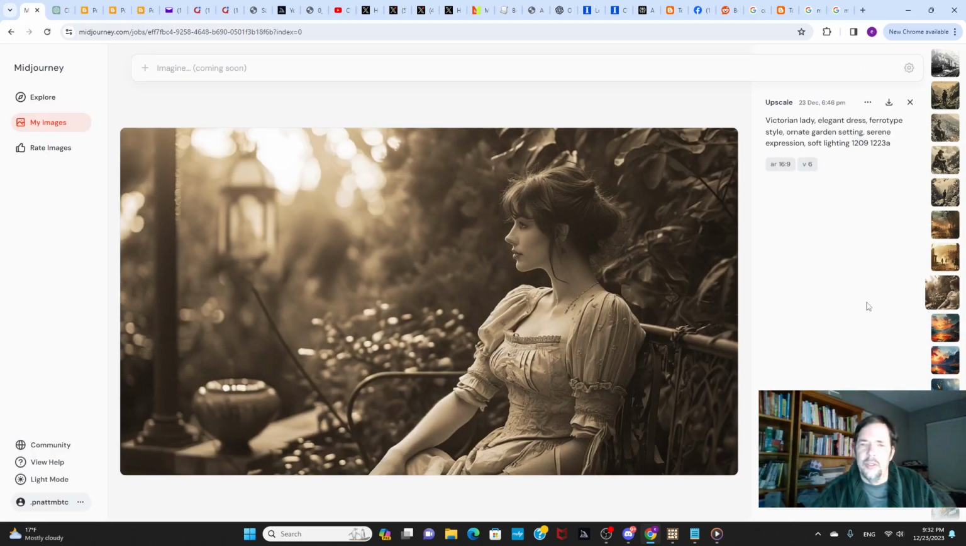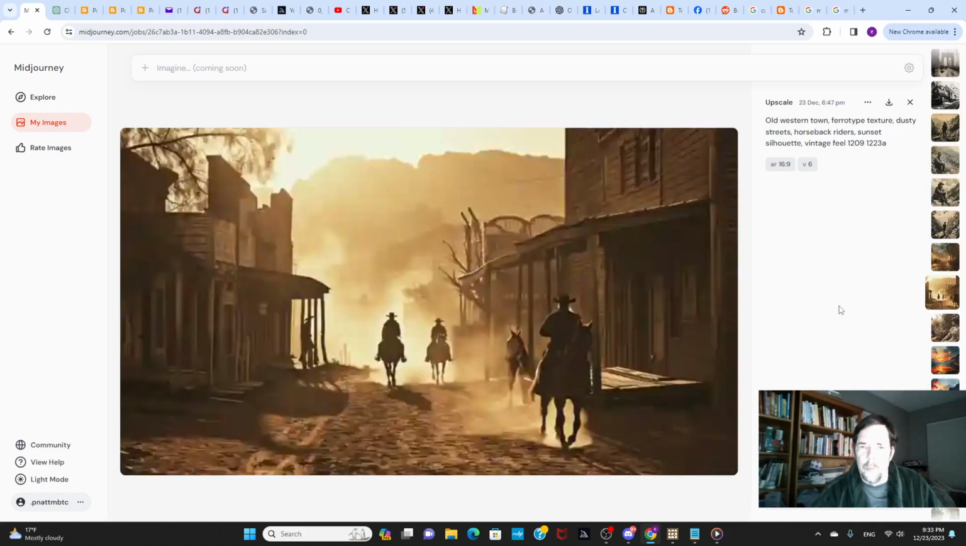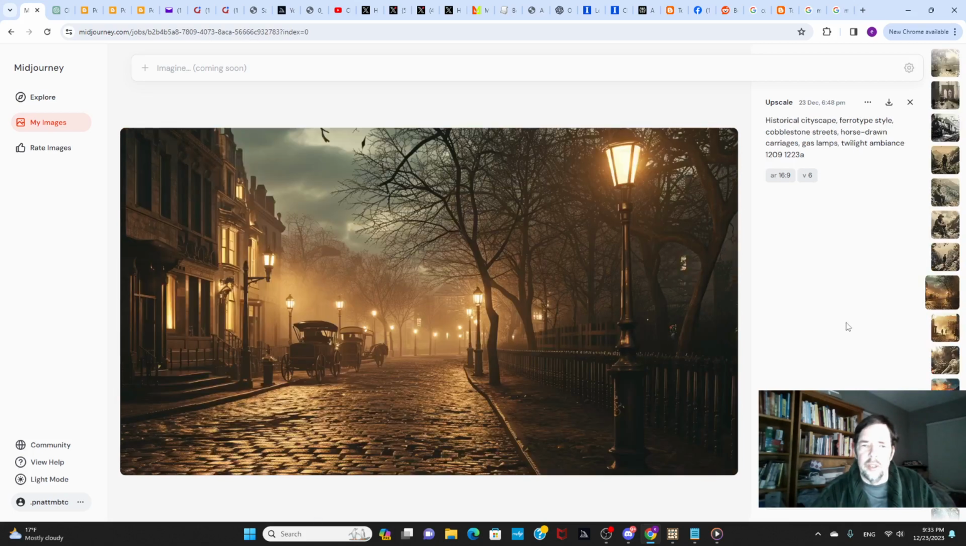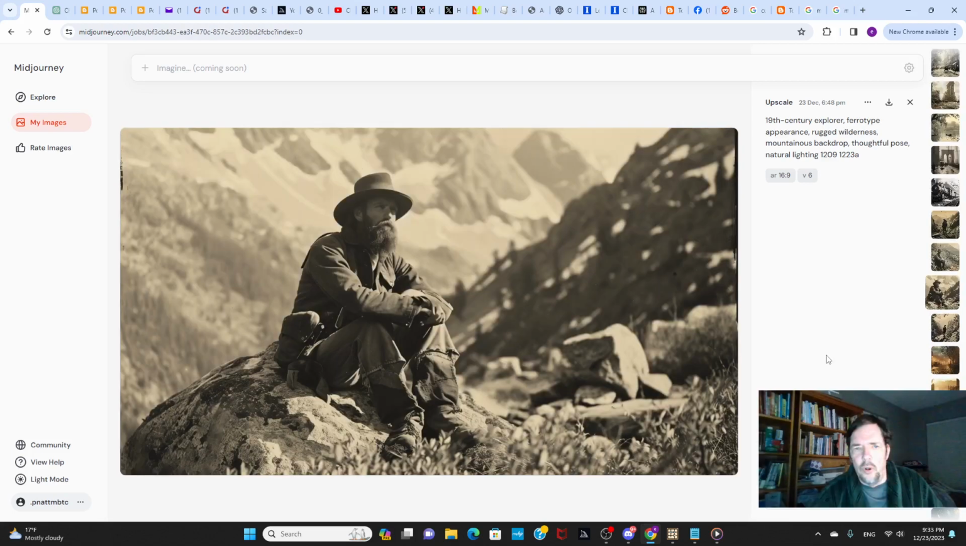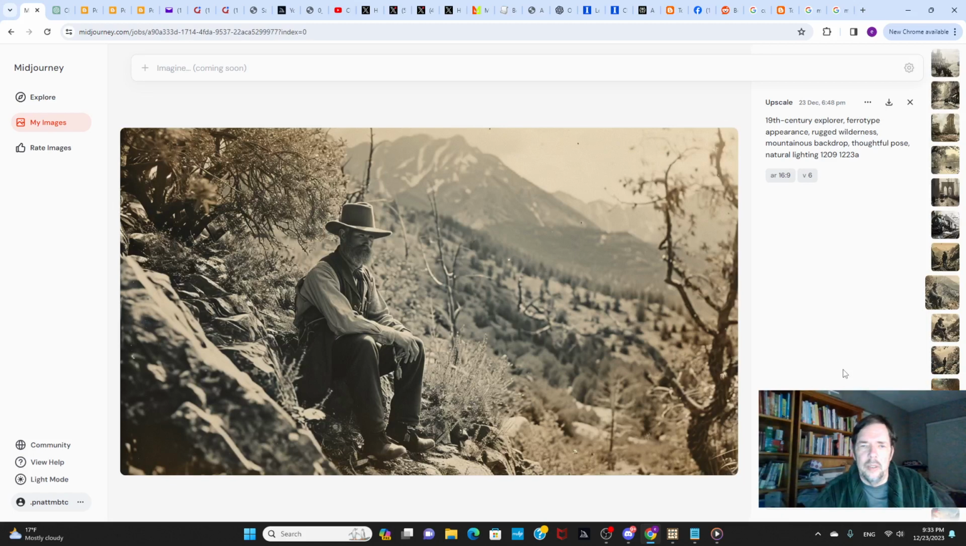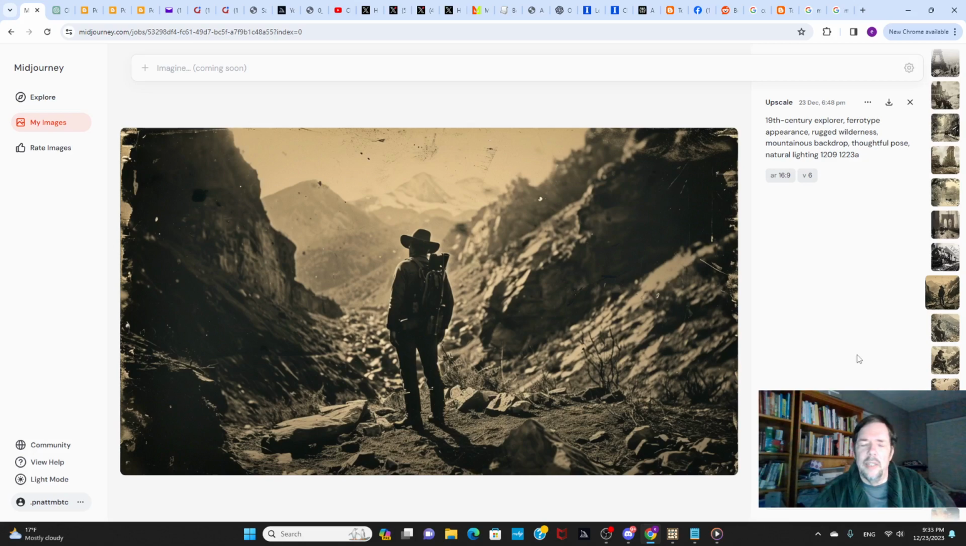So this was the first prompt that I asked for. These are just ones that it made up without any sort of direction other than the structure of the prompt, and to have the word ferrotype in it. I'd say this was my favorite batch. I upscaled all 4 from this batch, these 4 that we're looking at, of a 19th century explorer.